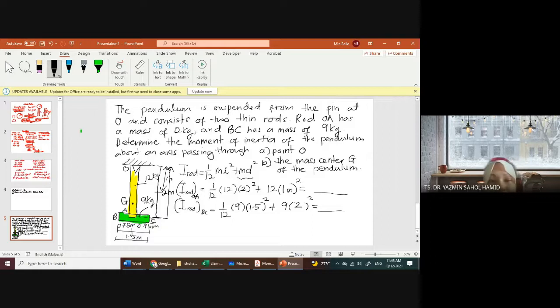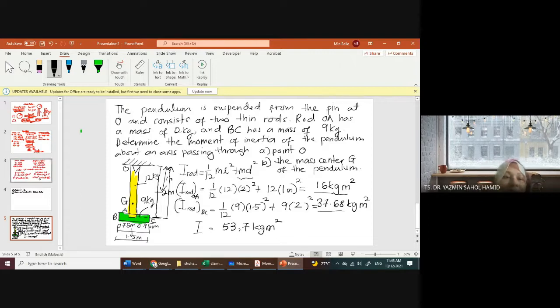Lepas tu, jawapannya untuk I adalah hasil tambah dua-dua. So, tolong calculate. So, untuk I rod OA, jawapannya 16 kilogram meter squared. Unit tu kena betul, meter squared. Dan untuk I rod BC, jawapan dia adalah 37.68 kilogram meter squared. So kalau you tambah dua-dua, you akan dapat 53.7 kilogram meter squared. Betul tak? Tekan kalkulator sendiri, cari.